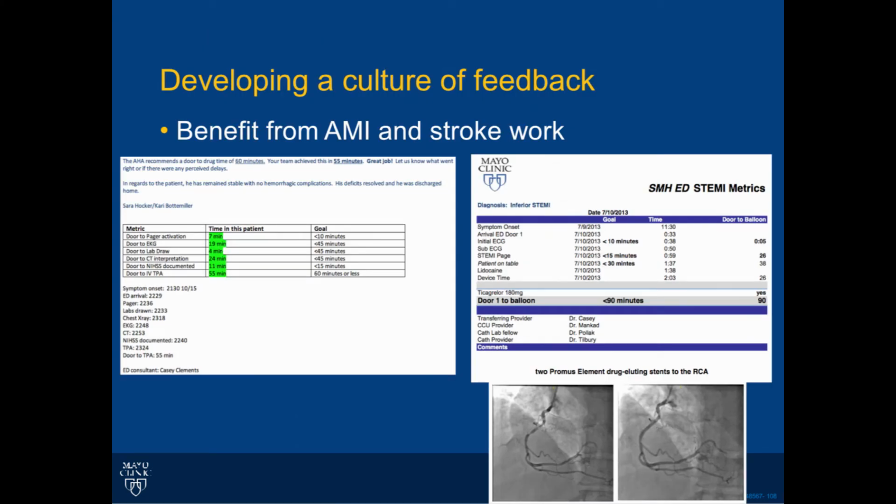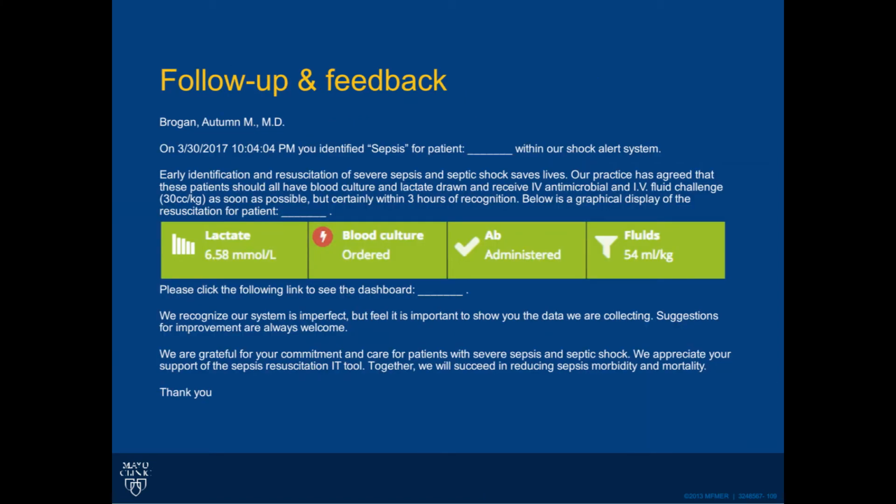We've developed a culture of feedback at Mayo. This really stems from a lot of work in acute myocardial infarction and stroke, where about a day after we have a STEMI patient or a stroke patient, we get an email that says, hey, thank you very much. Here are your metrics. And we did that again with sepsis.